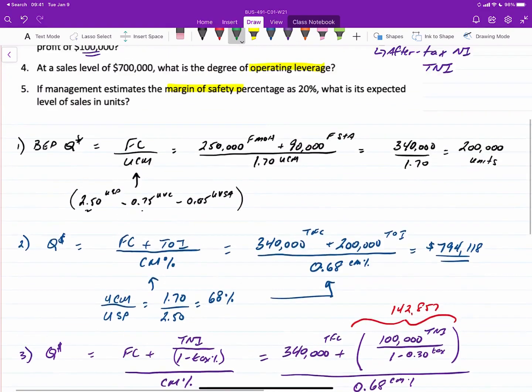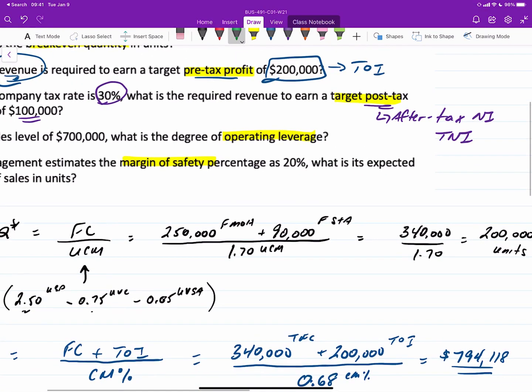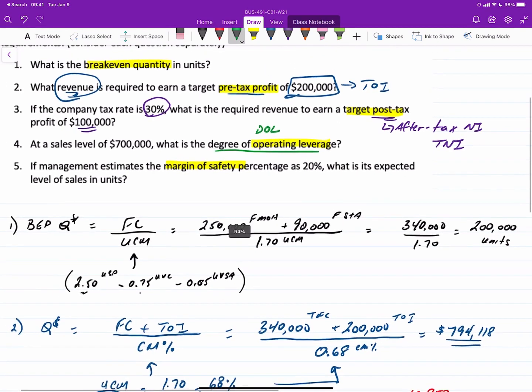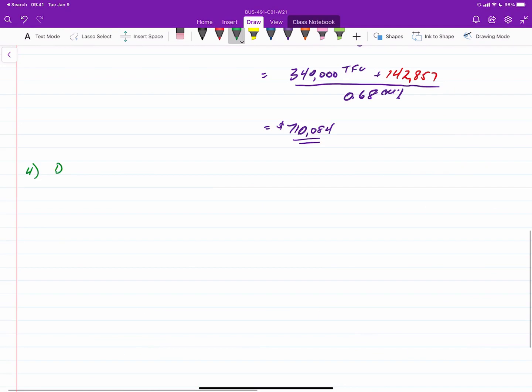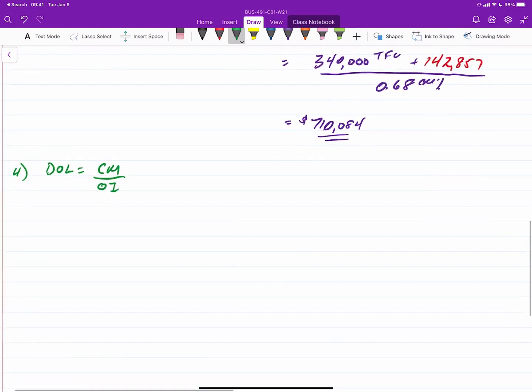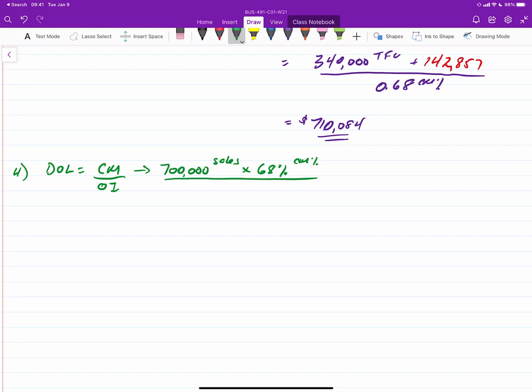Our next requirement, number 4, is to calculate the degree of operating leverage, which we like to call the DOL, assuming that the company has a sales level of $700,000. Our formula for DOL is equal to contribution margin divided by operating income. And we can calculate our contribution margin by taking the $700,000 in sales and we multiply by the 68% contribution margin ratio. You see, I don't have to recalculate or redo an entire income statement to solve this problem. If I know my contribution margin ratio, then I multiply that by sales and I'll get my contribution margin. And then I need to divide that by some operating income, which we don't know yet.